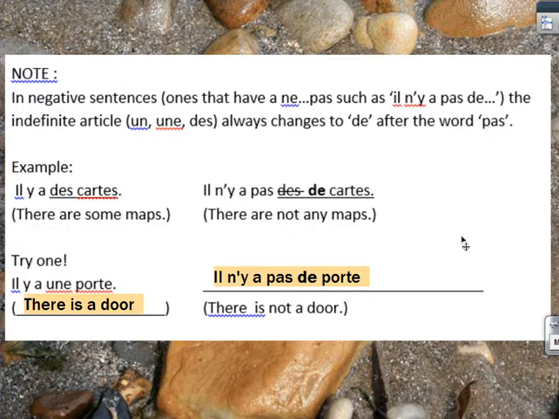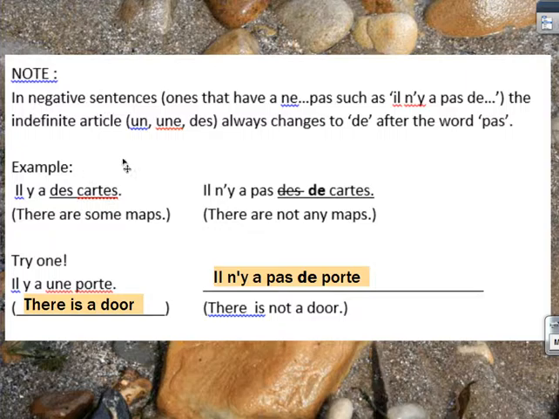In a negative sentence, that's going to be one that has ne and pas in it. You saw this the other day and we mentioned it briefly on your previous notes. Il n'y a pas de is there is not. It's usually the word not. In negative sentences, and this is going to sound really random, the indefinite articles un, une, and des always change to the word de after pas. I don't have a good reason for this. It's just a silly grammar rule in French. It's something that you need to try and remember as an English speaker.